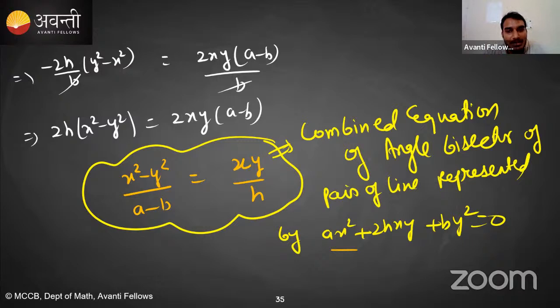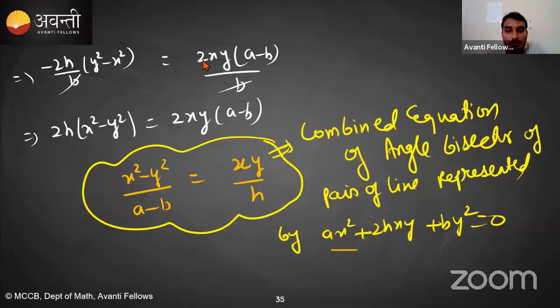First thing, we did the parametric equation of a line: x minus x1 upon cos theta is equal to y minus y1 upon sin theta, or x is equal to x1 plus r cos theta, y is equal to y1 plus r sin theta. That with it. After that हमने क्या किया?